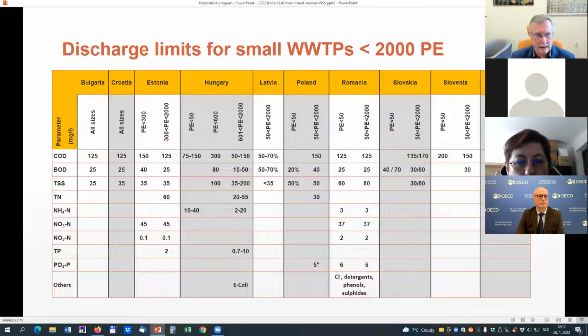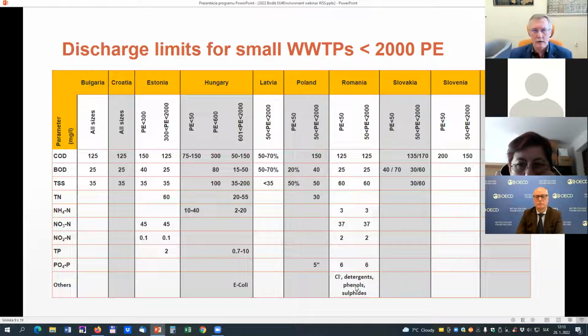But generally, we can say that the priority is 3 parameters: COD, BOD, and suspended solids. It is, we can say, general in all countries, the preferable parameters. And then, in the individual countries, there are additional effluent parameters like total nitrogen, ammonia, nitrate, phosphorus, for example. Some countries use these additional parameters, other countries not. Then we also have some other specific effluent parameters like Escherichia coli, chlorides, detergents, and so on and so on.